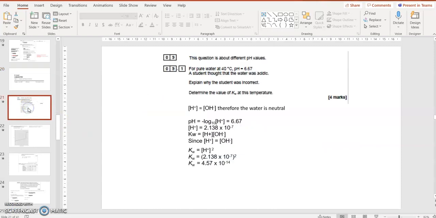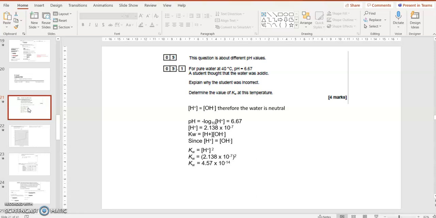2019 paper 1. Questions about different pH values. Pure water, pH is 6.67. Okay, fine. So the pH has dropped, probably because you've increased the temperature and broken some of the bonds, so the water is dissociated into H+ and OH- ions, so you've got a larger concentration of H+.